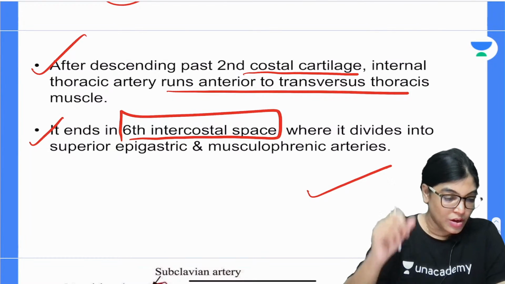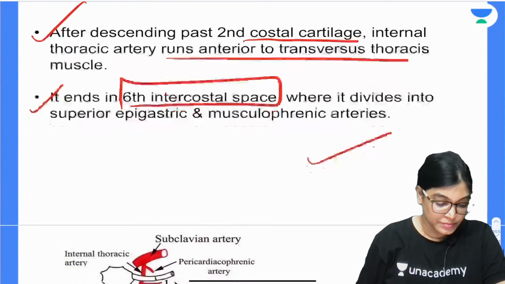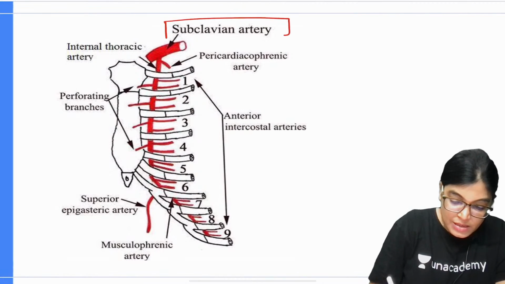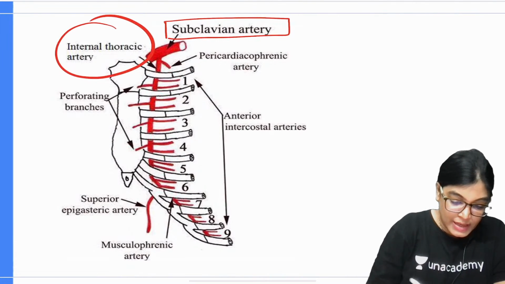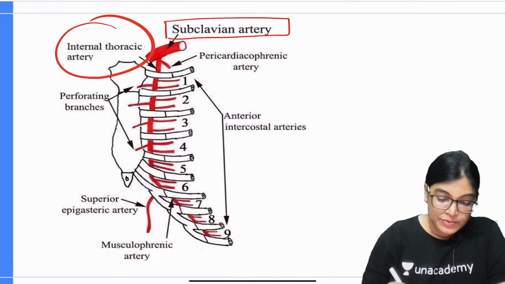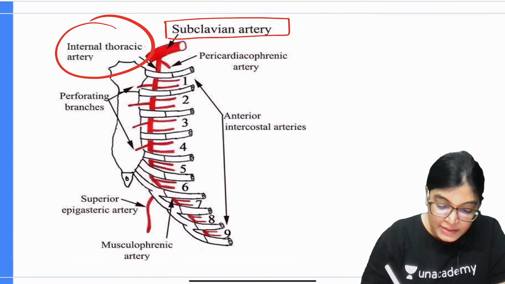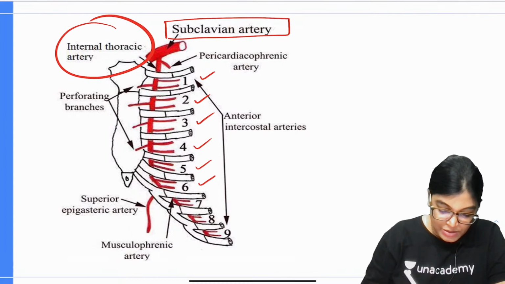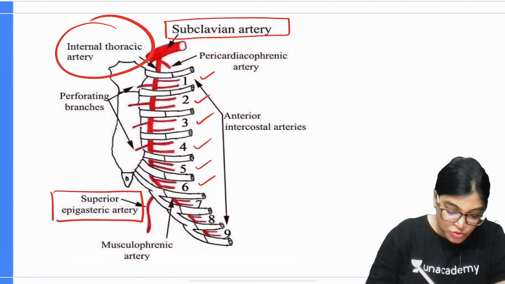Which is at the level of the sixth intercostal space. Now, see here, I just want to show you this diagram. This is the internal thoracic artery, a branch from the subclavian artery. After that, you can see it is descending down. Can you see here, it is descending down, and this is the first, second, third, fourth, fifth and sixth. This is the sixth intercostal space in which it is dividing into two terminal branches.